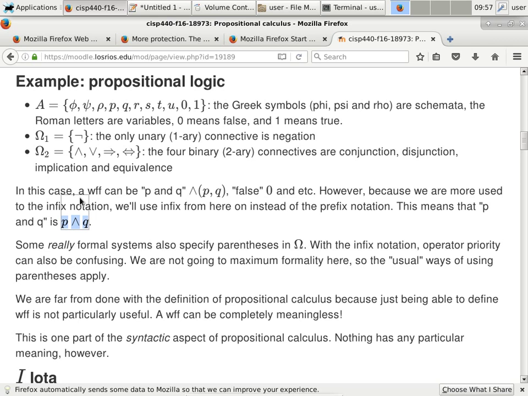Because this is basically just the syntax of what is considered well-formed. What about the meaning? What about the meaning of this? Okay, let's make this even more meaningless. Let's look at something like this. Is it well-formed?